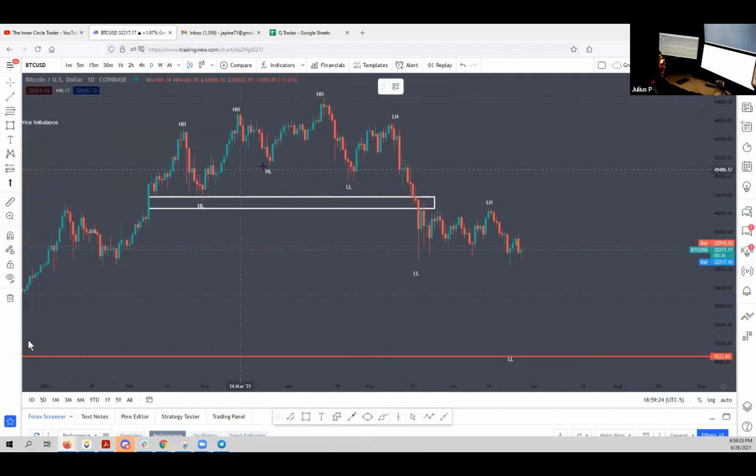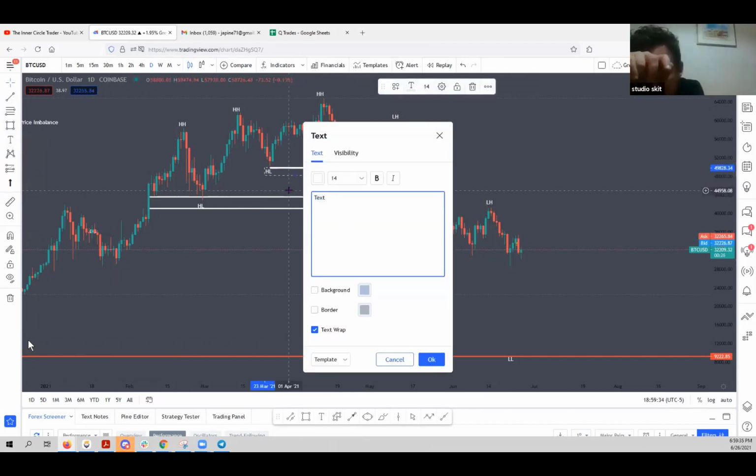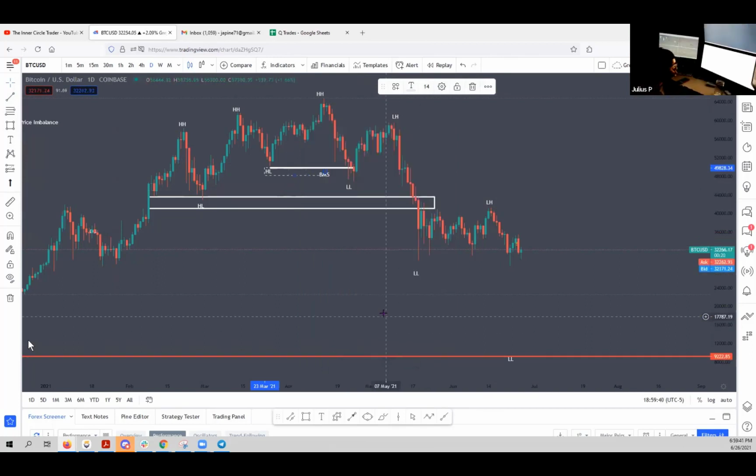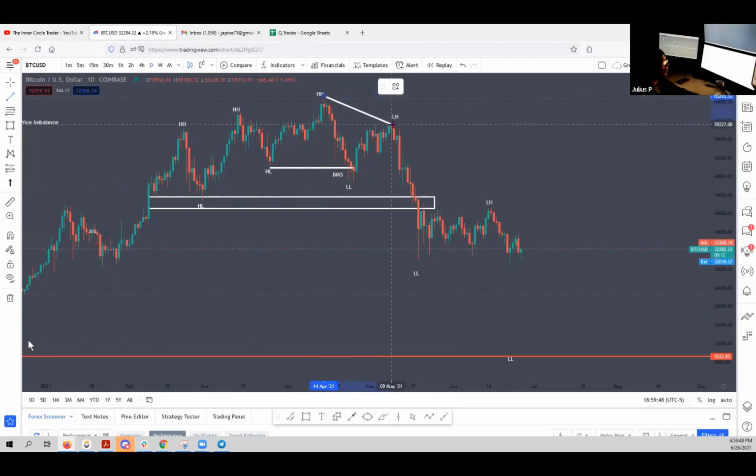Trend line. Technical question: how are you moving these texts? How am I doing it? I'm using the control button. Yep. And it basically copies it.